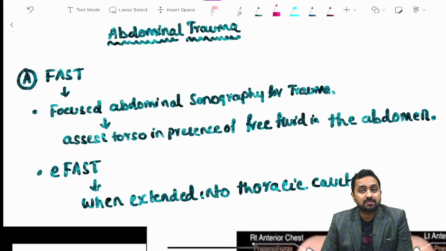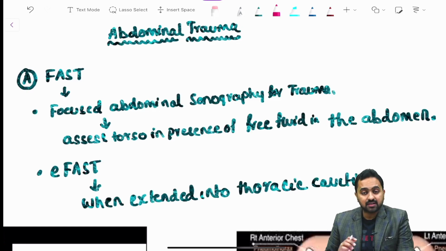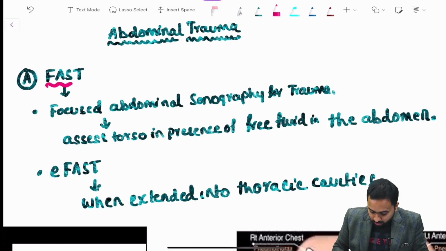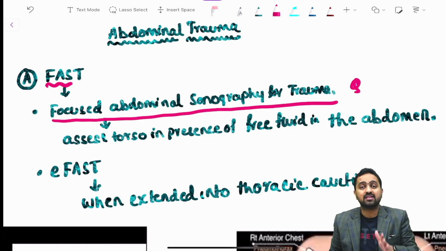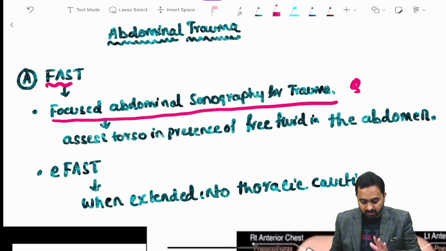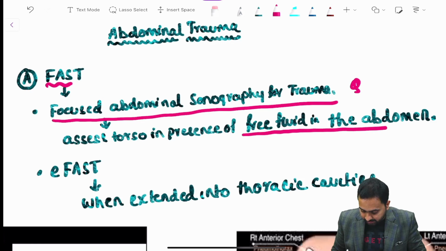In this video, we shall be discussing a few important concepts regarding abdominal trauma. So let's begin our discussion with FAST. FAST stands for Focused Abdominal Sonography for Trauma. This itself is a one-liner MCQ that has been asked. Now it is used to assess the torso in the presence of free fluid in the abdomen.